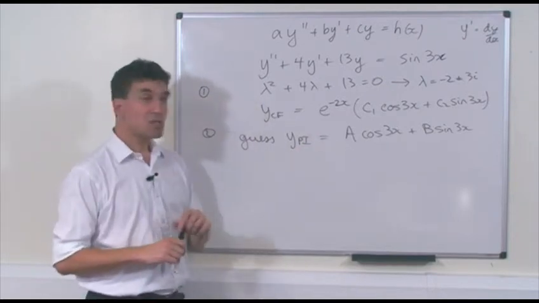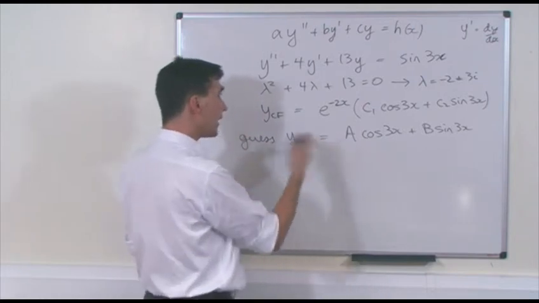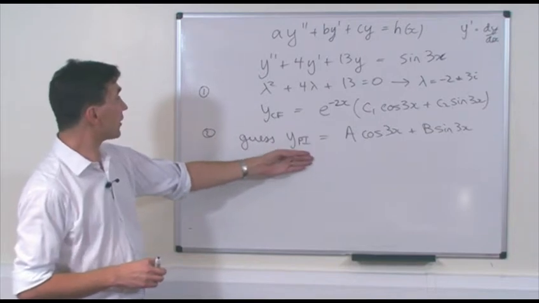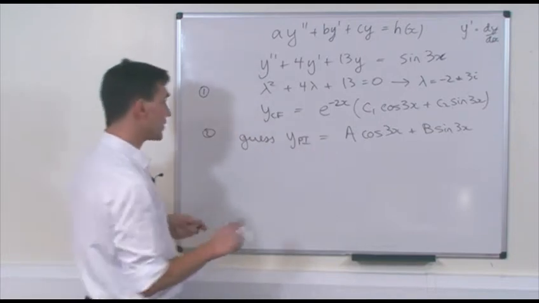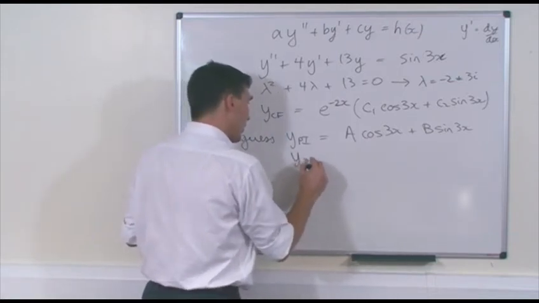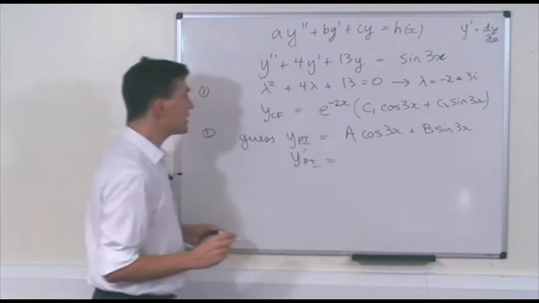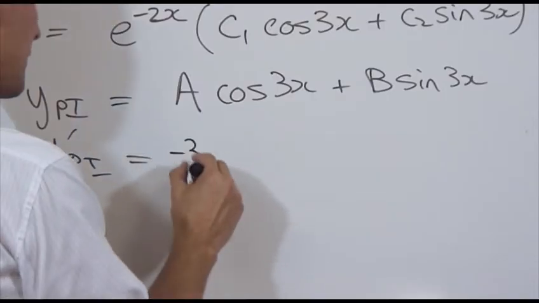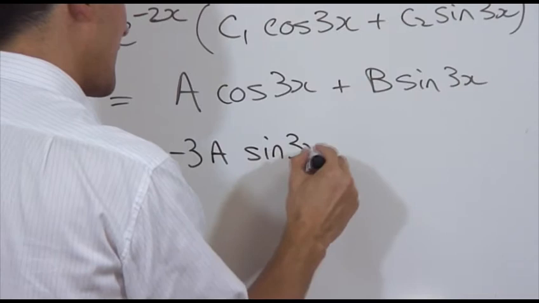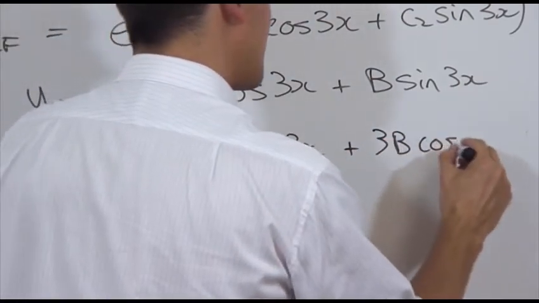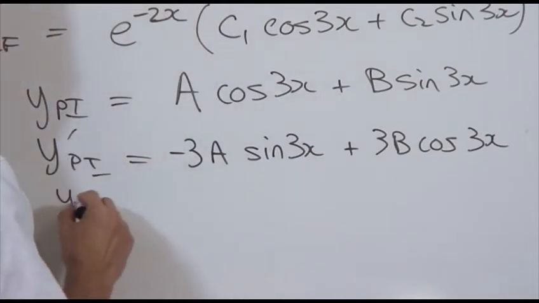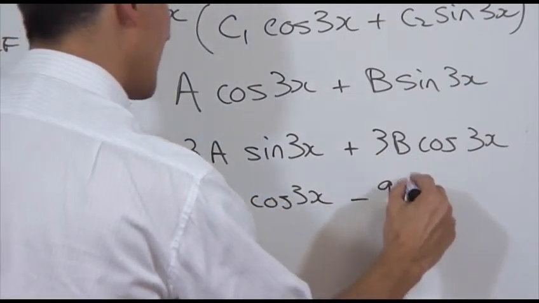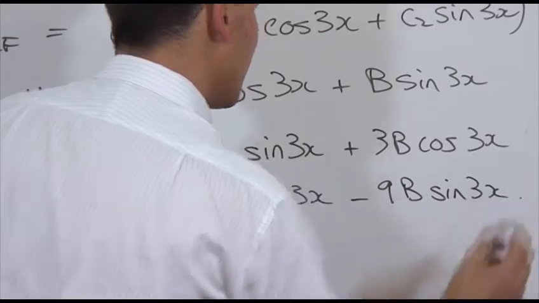So we can proceed directly with this. In that case, we need to find the values of a and b that make this guess for our particular integral satisfy that equation. So as we have done previously, we differentiate it twice, and we'll substitute it in. Differentiating the first time, the derivative of cosine 3x is minus 3 sine 3x, so we've got minus 3a sine 3x plus 3b cosine 3x. And the second derivative is minus 9a cosine 3x minus 9b sine 3x.